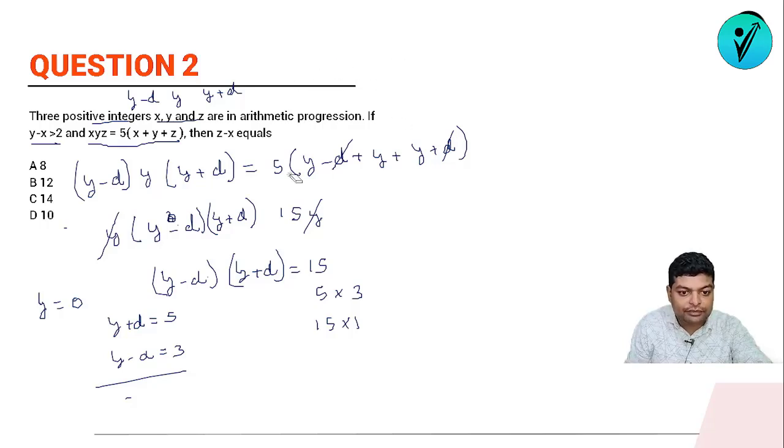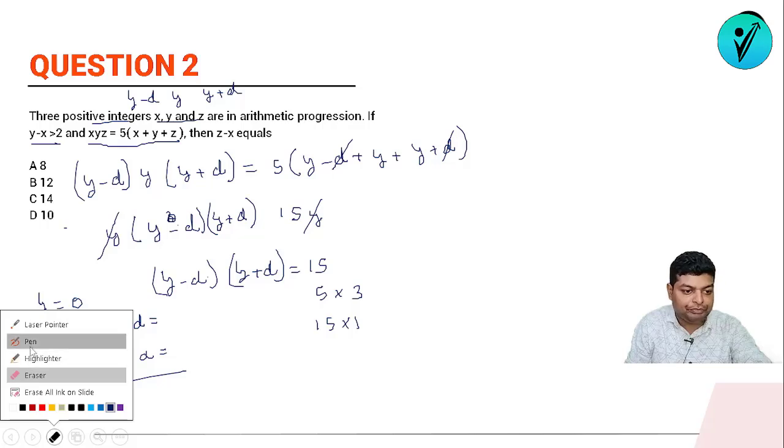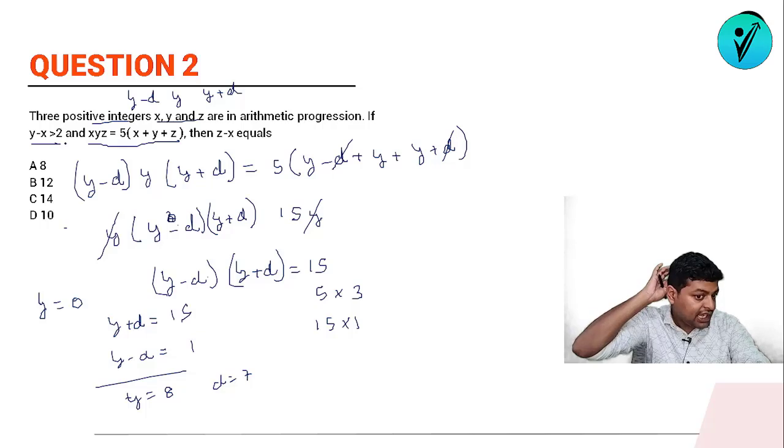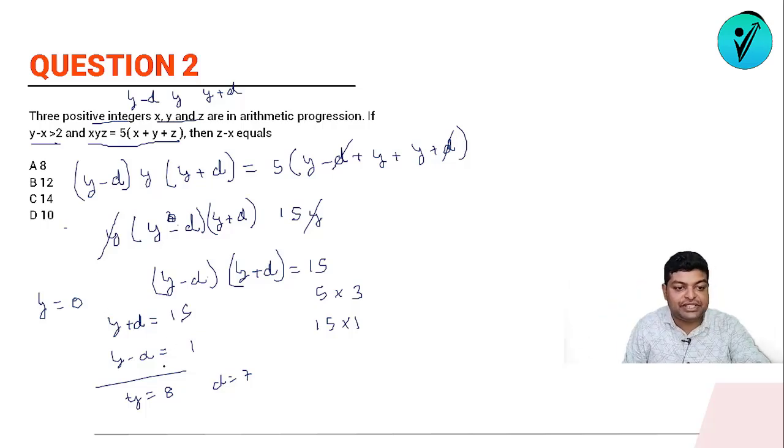Let's erase it here. So y plus d will be 15 and y minus d is 1. Again, if you solve the equation, you'll have y's value to be 8 and d value to be 7. Now will this satisfy this equation? Yes, it will satisfy. आप चाहो तो करके भी देख सकते हो. ठीक है, y's value is 8 and d value is 7.